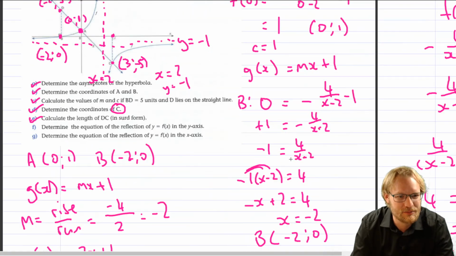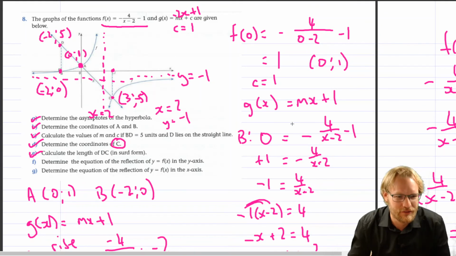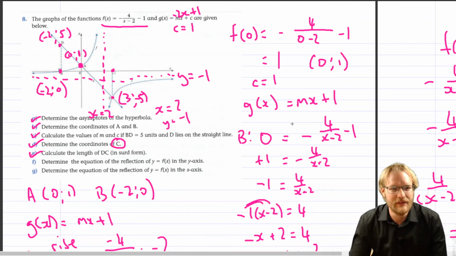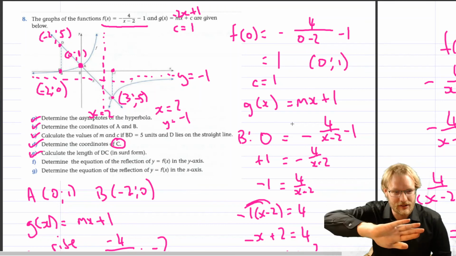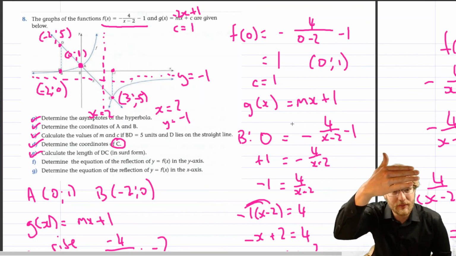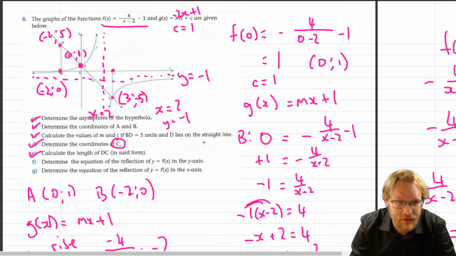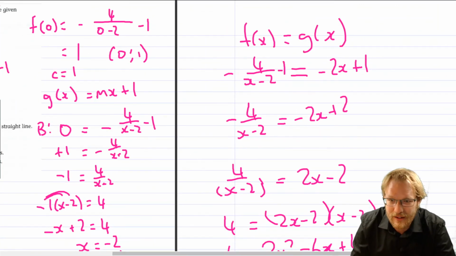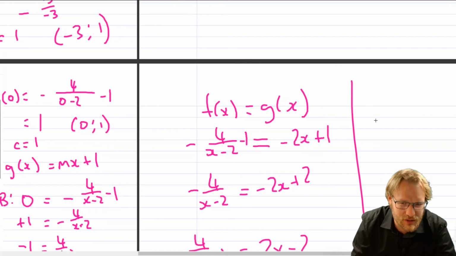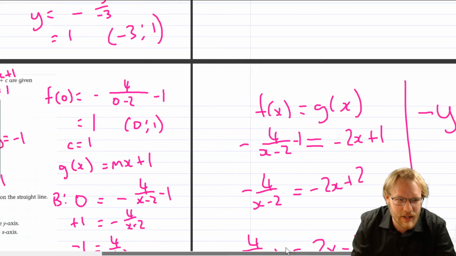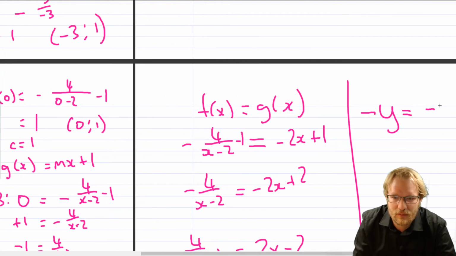Okay, our last bit. Determine the equation of the reflection of y equals f of x in the x-axis. So whenever we had a positive y, we're going to have a negative y. So instead of having y, we're going to make the whole thing negative. So for this one, kind of looking where we can squeeze this in right at the end here. So the way some people do this, I actually don't like this way, is to go, instead of a y, we're going to have negative y. So minus y equals minus 4 over x minus 2, minus 1.